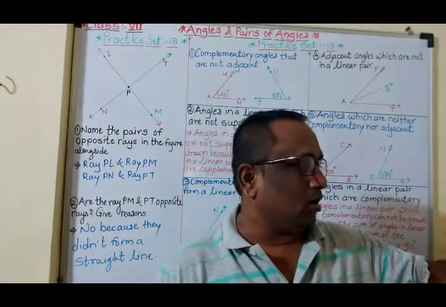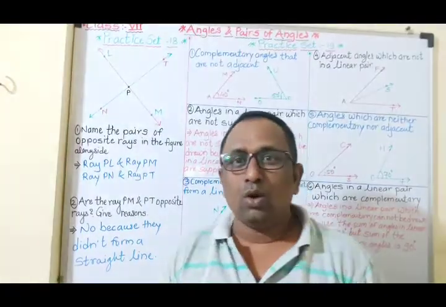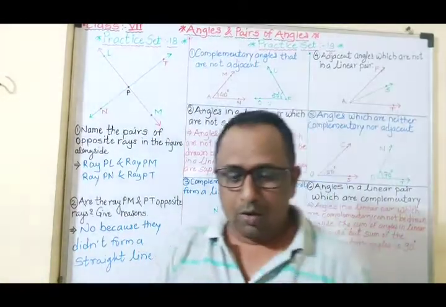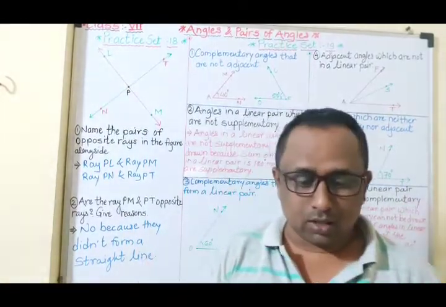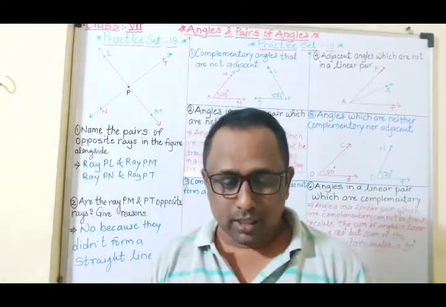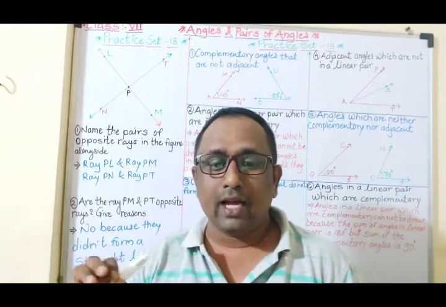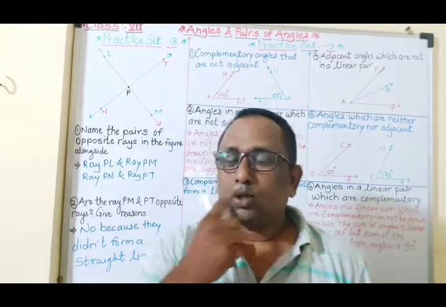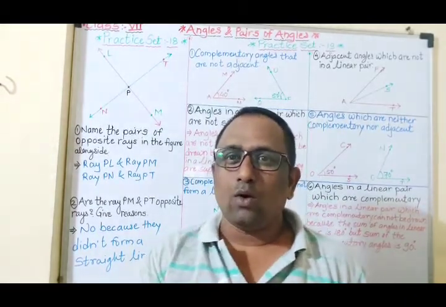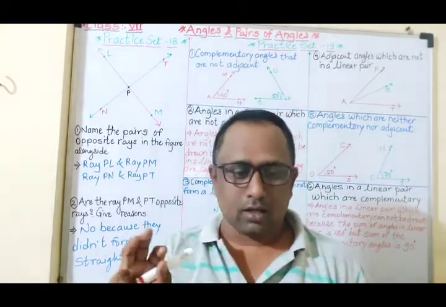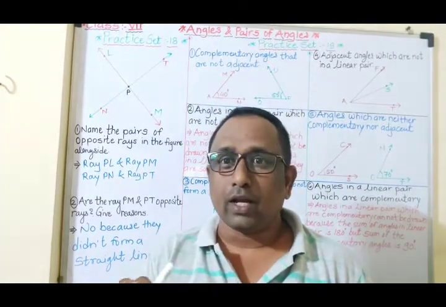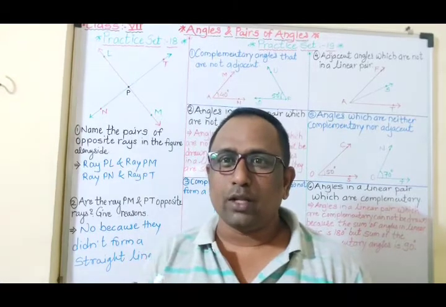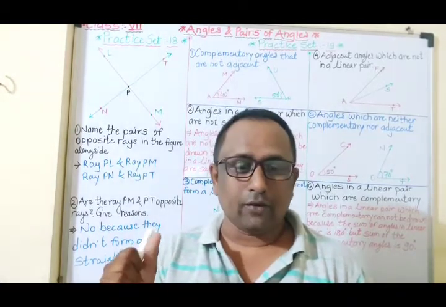Now students, we'll move to the next practice set. I hope this is very simple, students. Now we'll move to the second practice set, which depends on angles in a linear pair. See students, in the notes I gave all these definitions properly along with figures and examples also. So read the notes properly 2-3 times, then you will get a better idea of all the definitions.